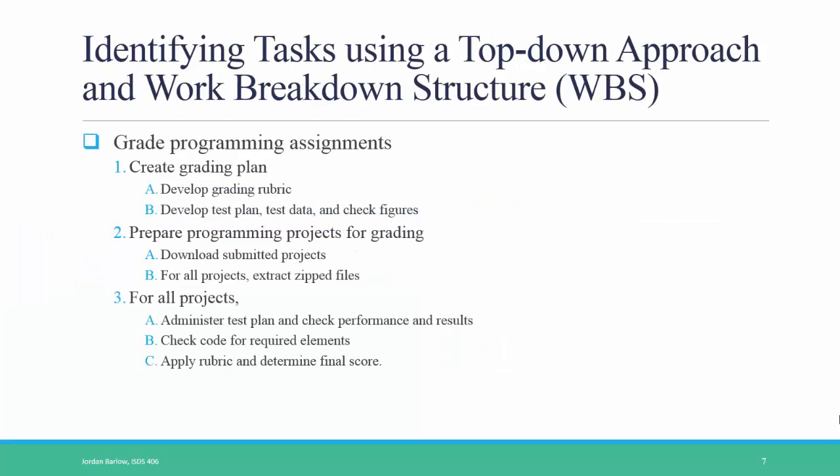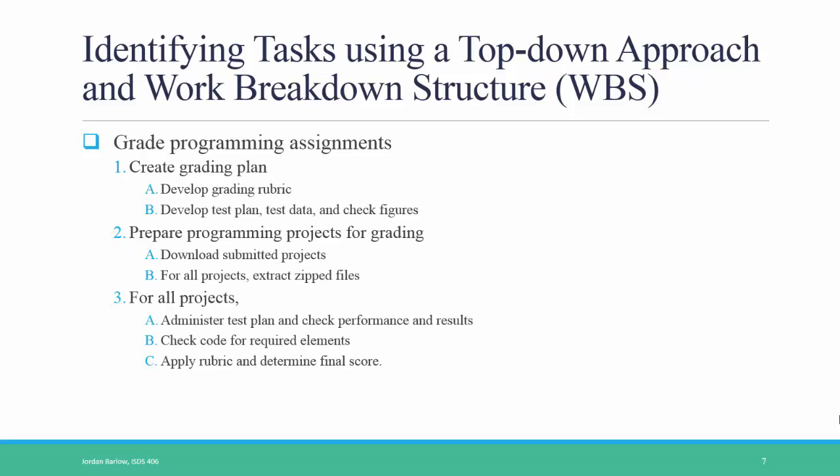Scheduling a project works best when you first identify the tasks that you need to complete and then organize them in a top-down approach using a work breakdown structure. A work breakdown structure is essentially an outline of all the tasks that need to be done, organized in different levels. In this example, if my project is to grade some programming assignments, I can break down that project into 1. Creating the grading plan, 2. Preparing the projects for grading them, and then 3. Doing the actual grading. Under each of those 3 steps, I can list the specific tasks that need to be done to complete those steps.